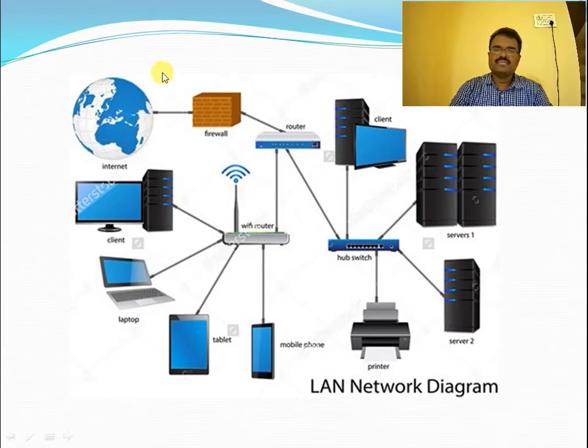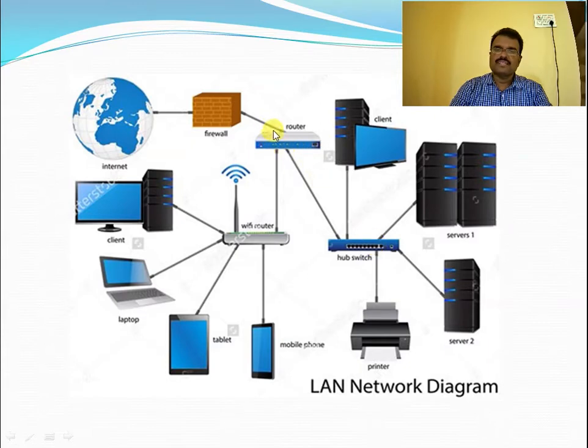We are getting internet to the router first. In between router and internet there is a firewall which filters the unnecessary data, any harmful data from the internet, and after filtering it passes the required information and clean information to the router. From this router we are extending the internet connectivity to all the devices through this hub.